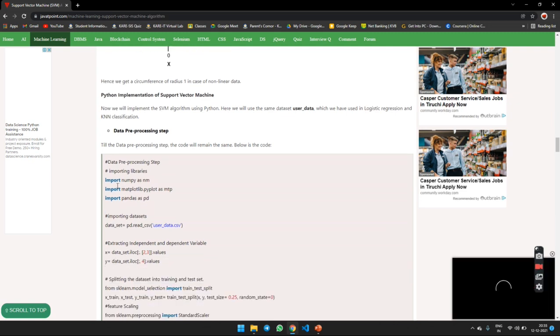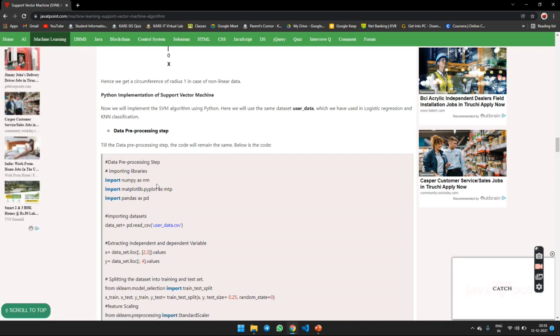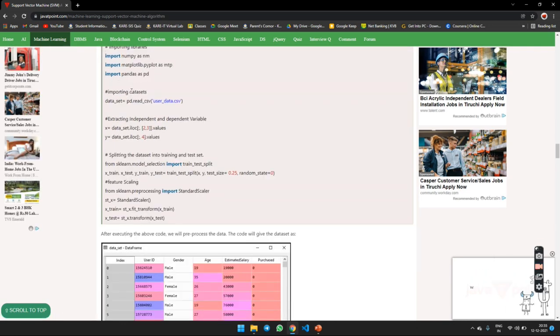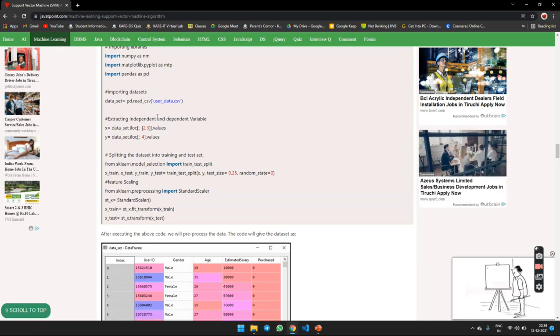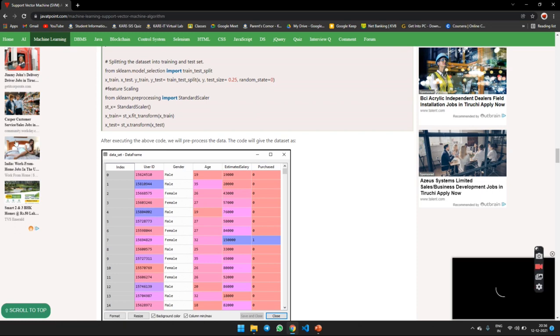For example, implementation of SVM using Python. First, we have to import the libraries: NumPy, Matplotlib as plt, and Pandas as pd. Then we import the data set, extracting the dependent variable and independent variable, and splitting the data into training data and test data. Then we do scaling and pre-processing, and then we predict the value. After executing the below code, the pre-processed data will be shown for the data set.